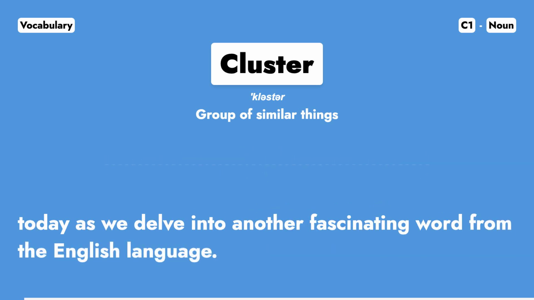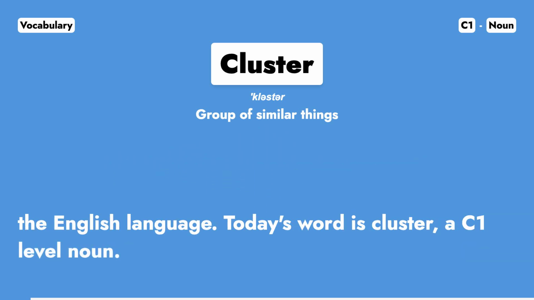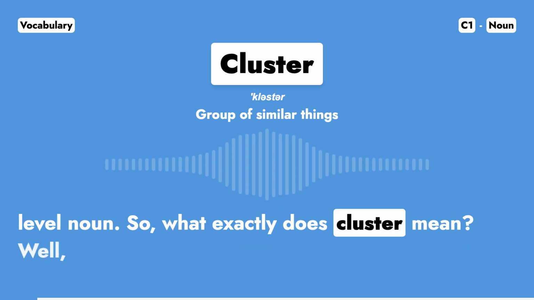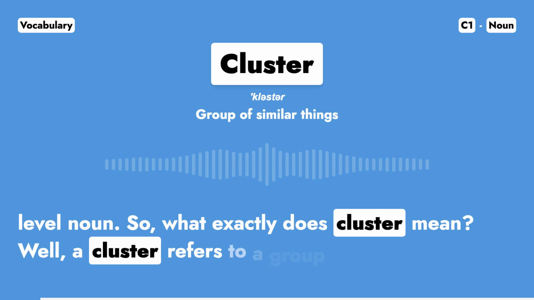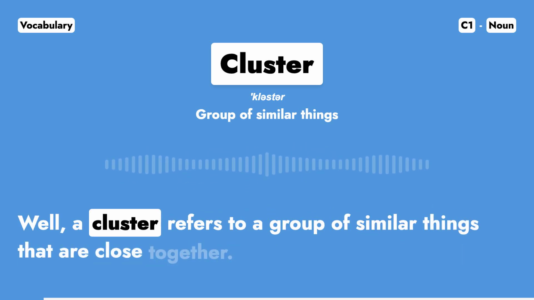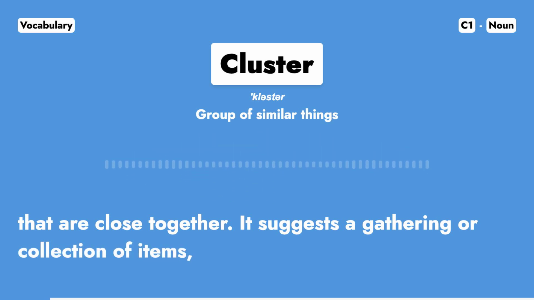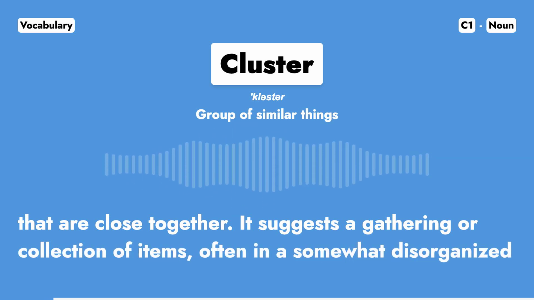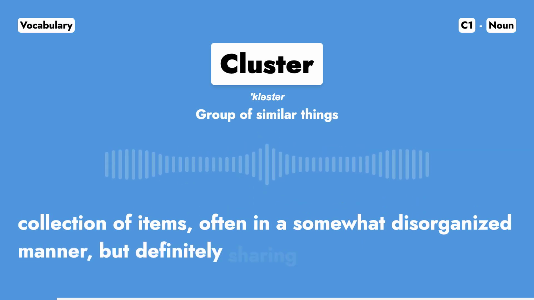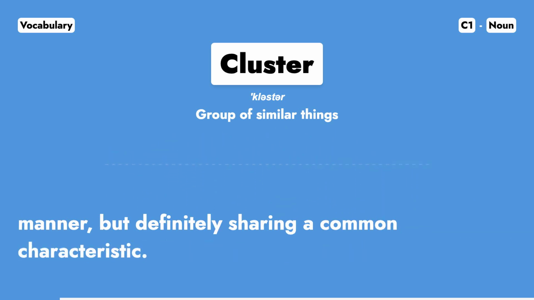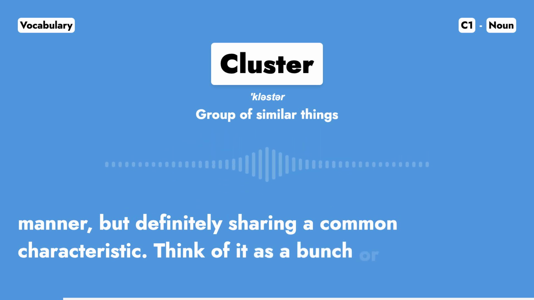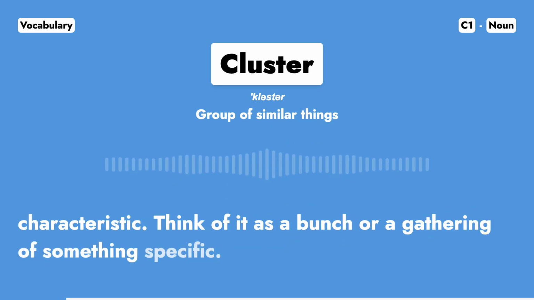Today's word is cluster, a C1 level noun. So, what exactly does cluster mean? Well, a cluster refers to a group of similar things that are close together. It suggests a gathering or collection of items, often in a somewhat disorganized manner, but definitely sharing a common characteristic. Think of it as a bunch or a gathering of something specific.